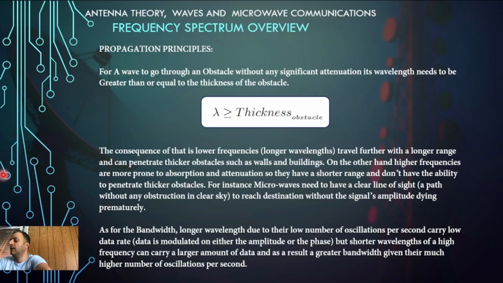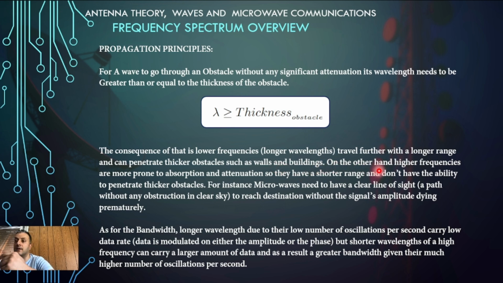Propagation principles. For a wave to go through an obstacle without any significant attenuation, its wavelength needs to be greater than or equal to the thickness of the obstacle. So lambda, in other words, should be greater than or equal to the thickness of the barrier it's going through. The consequence of that is that lower frequencies, of course, which are longer wavelengths, would have a higher range, travel further, and can penetrate thicker obstacles such as walls and buildings without any significant attenuation.